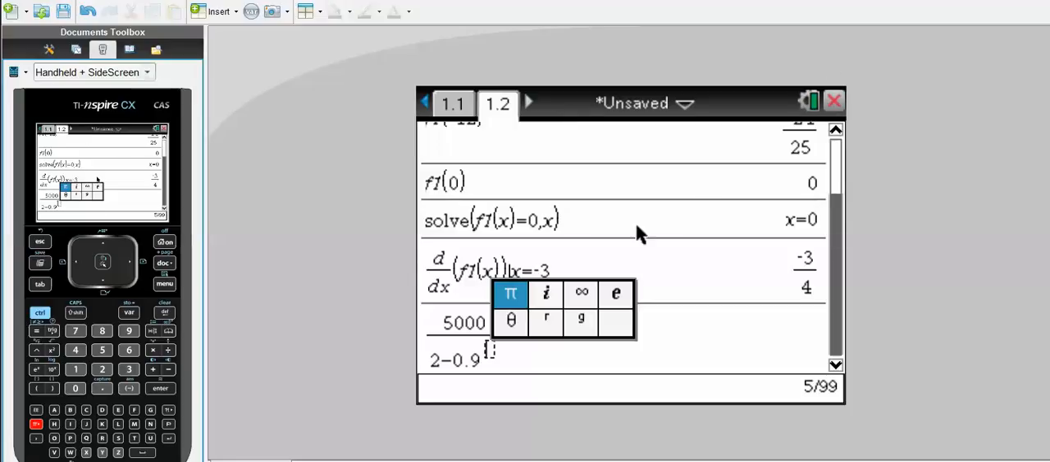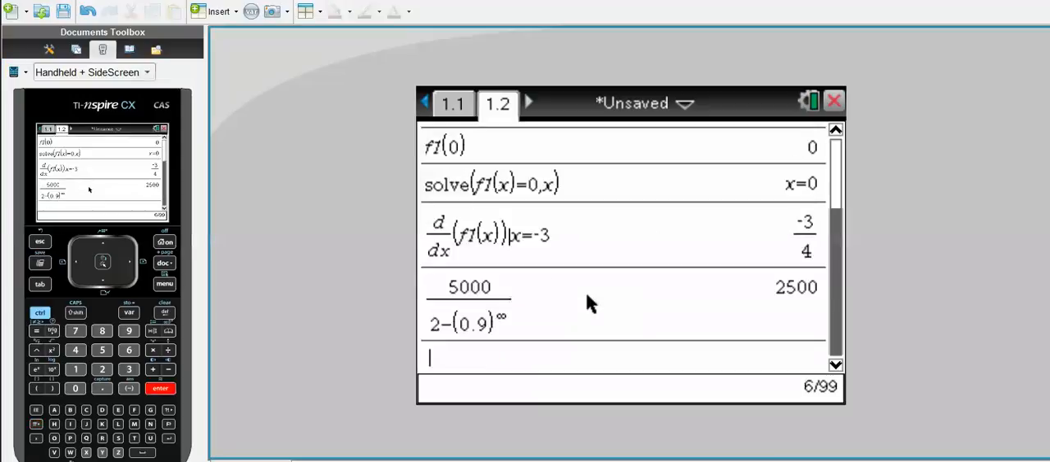And here I've got a very big number of infinity. Enter. Okay, and you can see that this will tend to an infinite amount of time. After loads and loads of years have passed, the profits will be 2,500 every year.